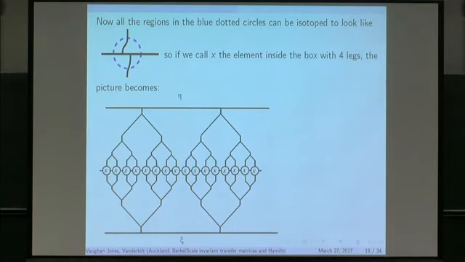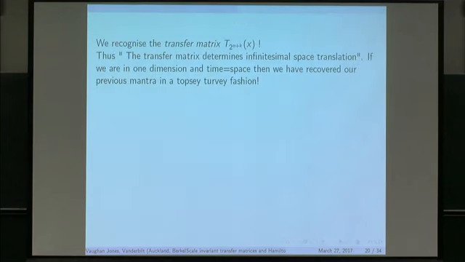Okay. So what do we recognize? Our friend that I spent so long hammering at you, the transfer matrix. There it is, right in the middle, smack in the middle. X, X, X, X, X, X, X with the horizontal things and the vertical things. So we recognize the transfer matrix T_{2^{n+k}} of X. So thus we can say that the transfer matrix determines the infinitesimal space translation. Remember that mantra? Transfer matrix determines infinitesimal time translation.